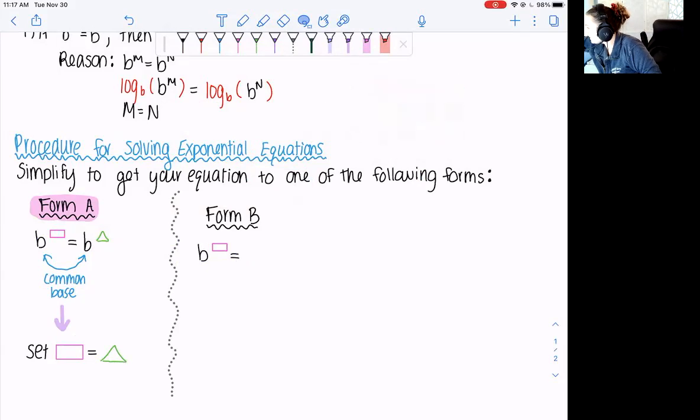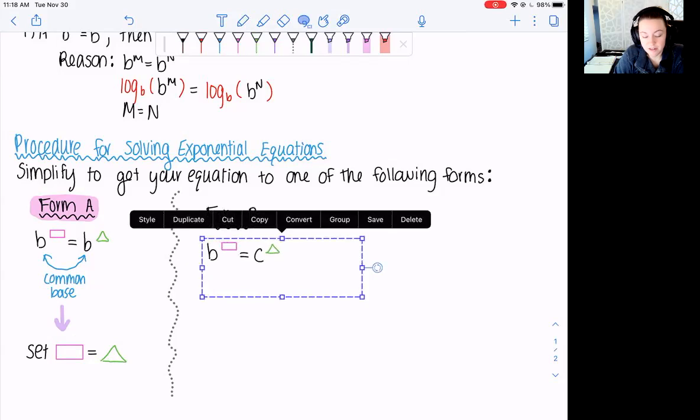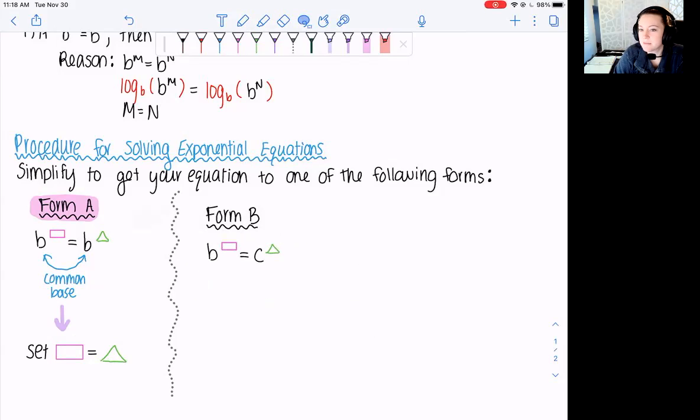Shut this window real quick. So form B, maybe you can't make both sides have the same base, in which case you have B raised to something equals C raised to something else. In this case here, you're able to take any log. You could take log of both sides. It could be any base.